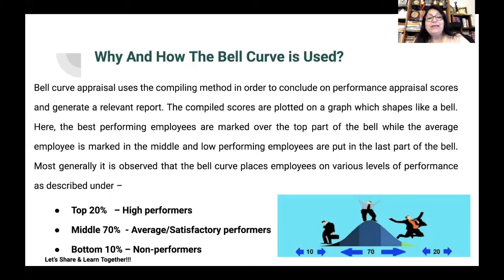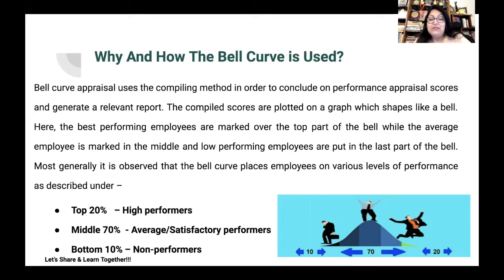Okay, let's look at how it is used. Bell curve appraisal uses the compiling method in order to conclude on performance appraisal scores and then generate a relevant report. The compiled scores are plotted on a graph which is shaped like a bell, and here the best performing employees are marked over the top part of the bell, while the average is marked in the middle and the lower performing is put at the last part of the bell.